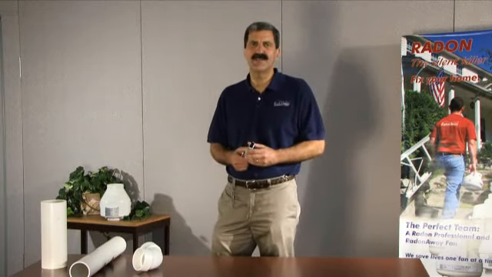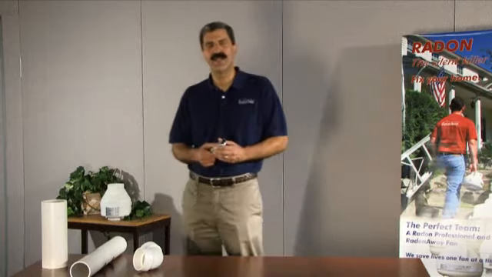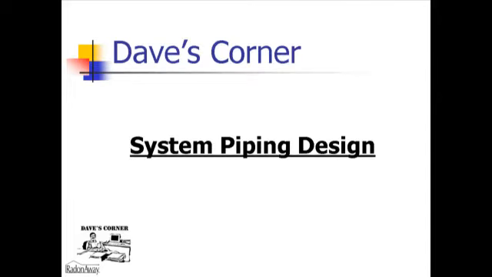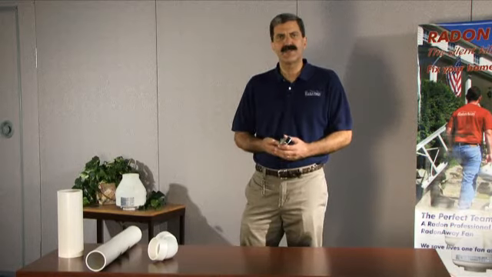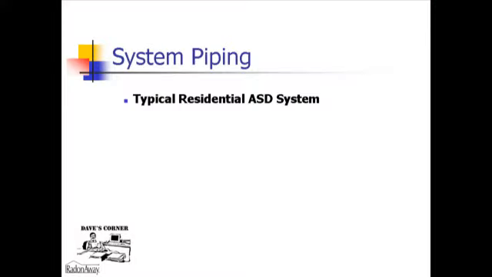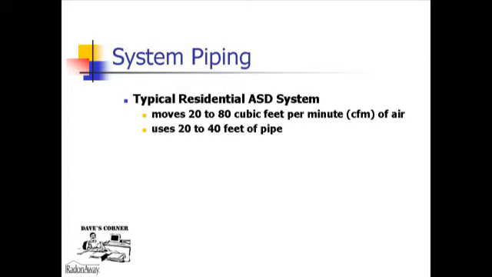This is a continuing series of our technical lectures that deal with radon mitigation design. Our session today deals with system piping design. When designing a radon mitigation system for a typical residential situation, we're dealing with typically airflows from the fan system of 20 to 80 cubic feet per minute. We may use between 20 and 40 feet of pipe, and typically somewhere between 2 or 4 bend fittings.